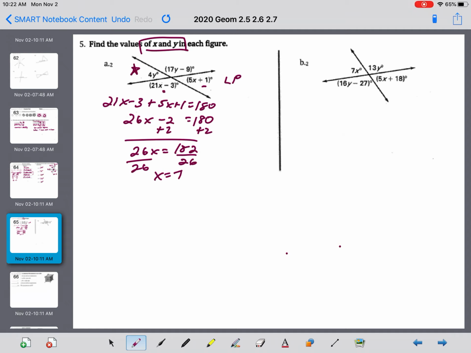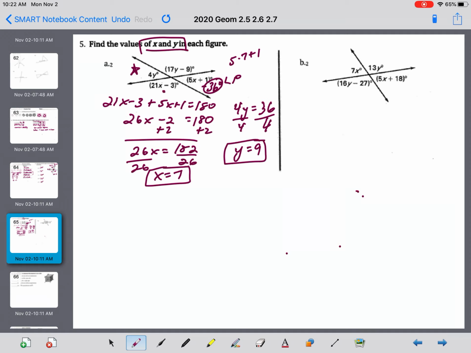Because I look over here, and I'm like, that's a pretty easy algebra for my y. Let's do 5 times 7 plus 1. That's going to give us 36 degrees right here. And then that's a lot easier to get my y. I'll use vertical angles and just say 4y equals 36. And all I have to do is divide by 4, and I've got my y answer. Y is equal to 9. X is equal to 7.